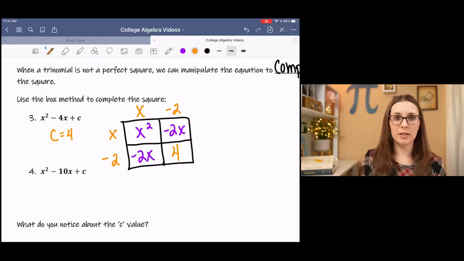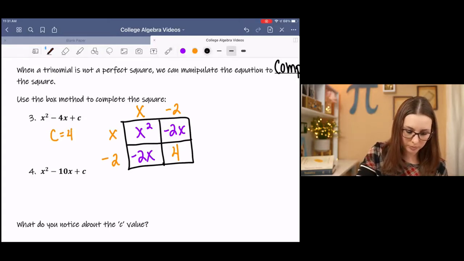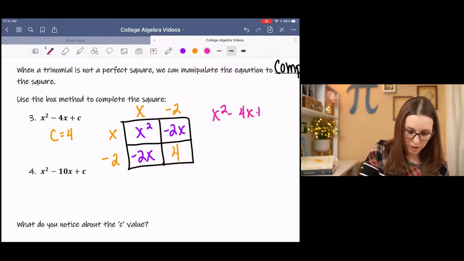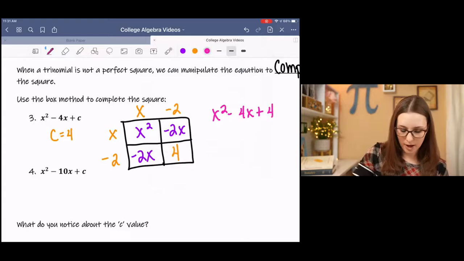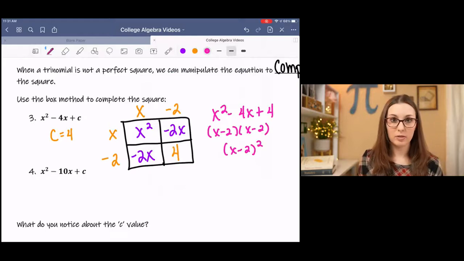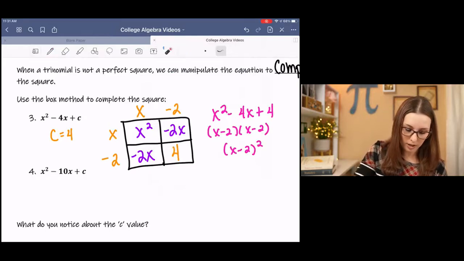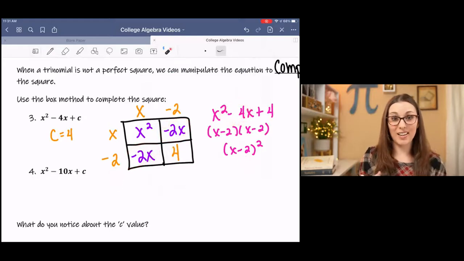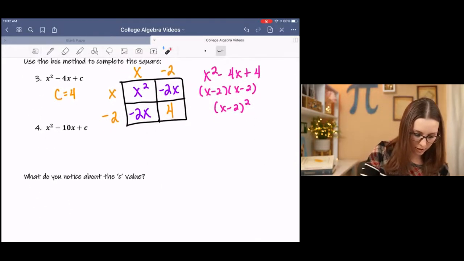What that means is that's the piece that makes this a perfect square trinomial. So if I had x squared minus 4x plus 4, I could factor that into x minus 2 times x minus 2, which is x minus 2 squared. So what happened was I took half of this and split it into 2 boxes, and that became the value inside my factored form. Let's look at one more, just to kind of solidify this in our minds.